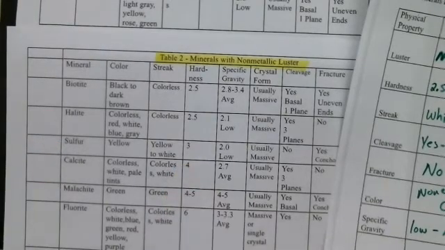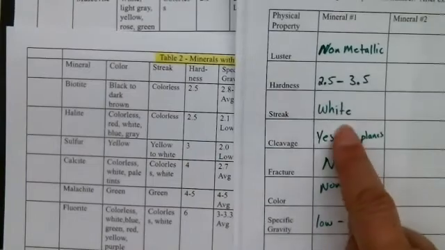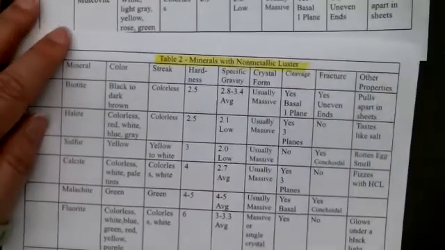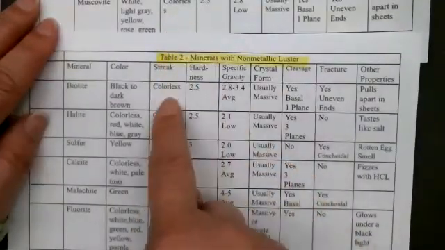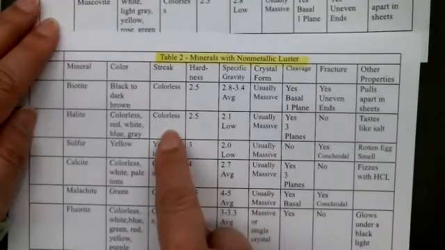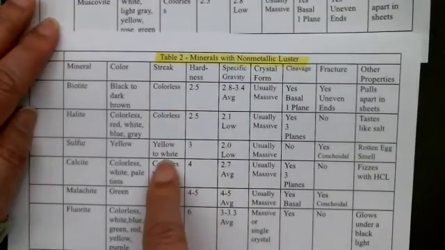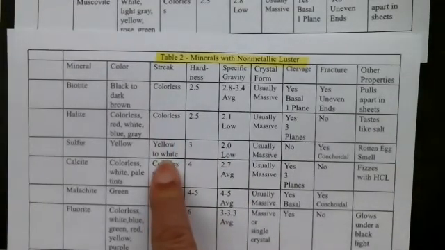So now I'm going to go on to the next category, which is streak, which is white. So muscovite is colorless. That doesn't really help. Biotite's colorless, halite's colorless, sulfur's yellow to white. That doesn't super help. We might eliminate that one because it didn't even look yellowish at all, but it does say white there, so I'm not ready to eliminate it yet.